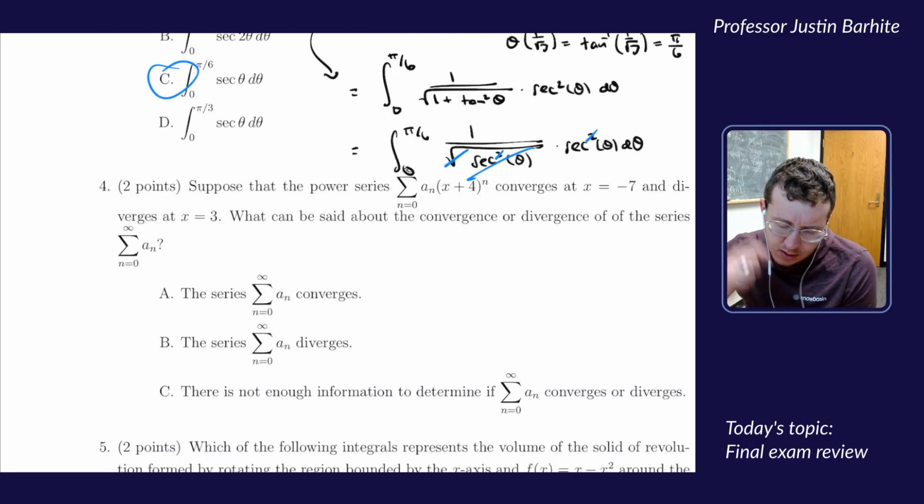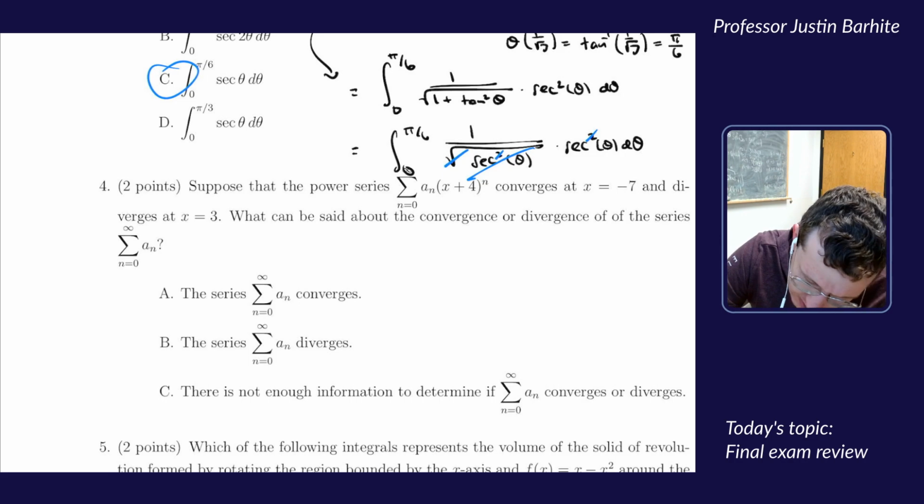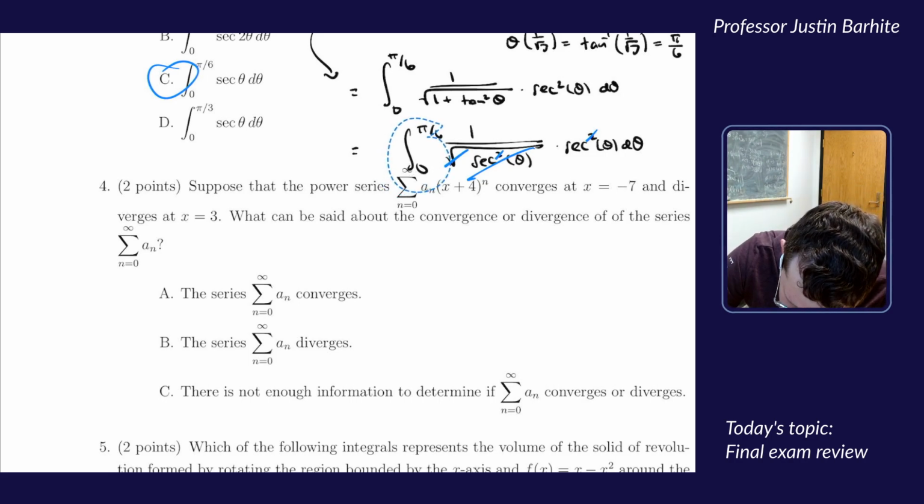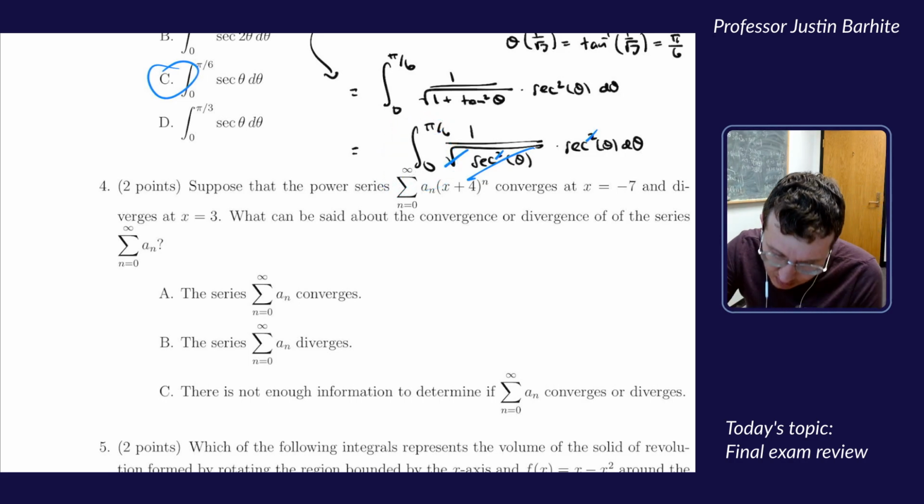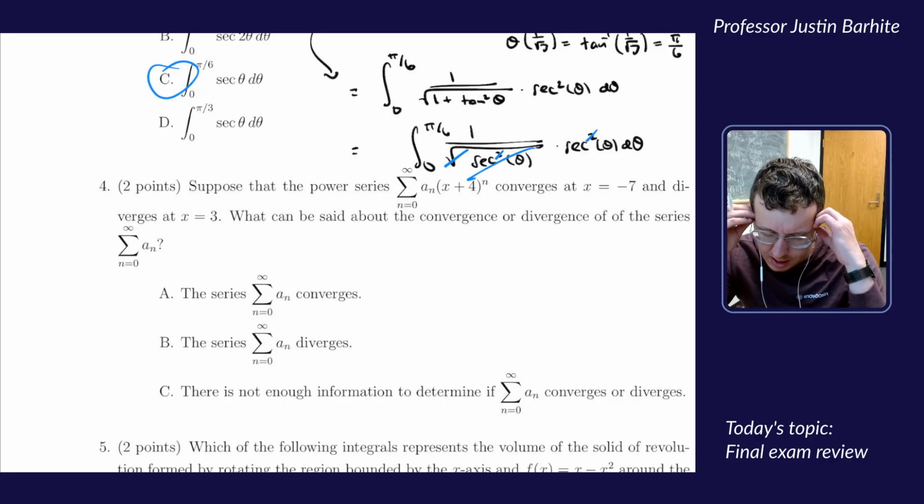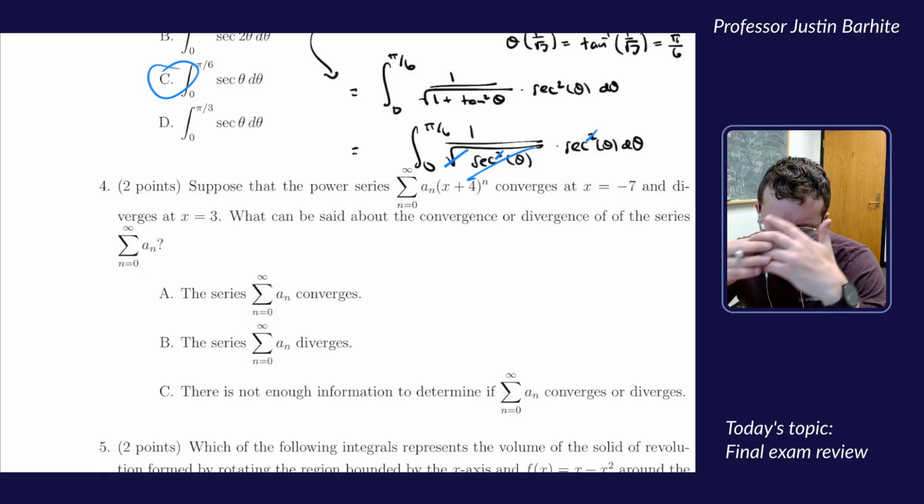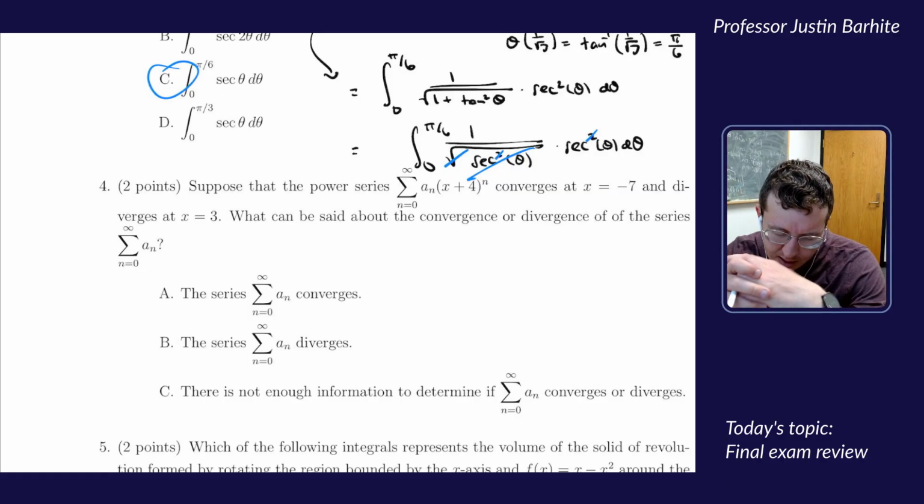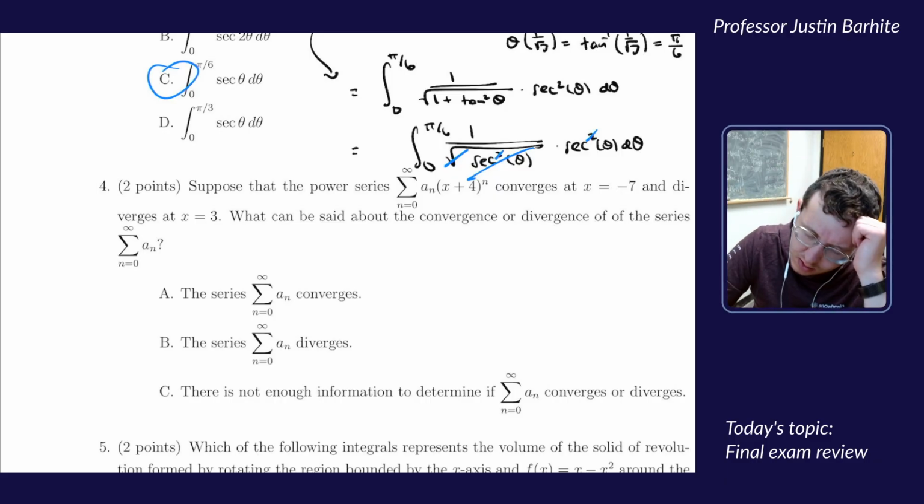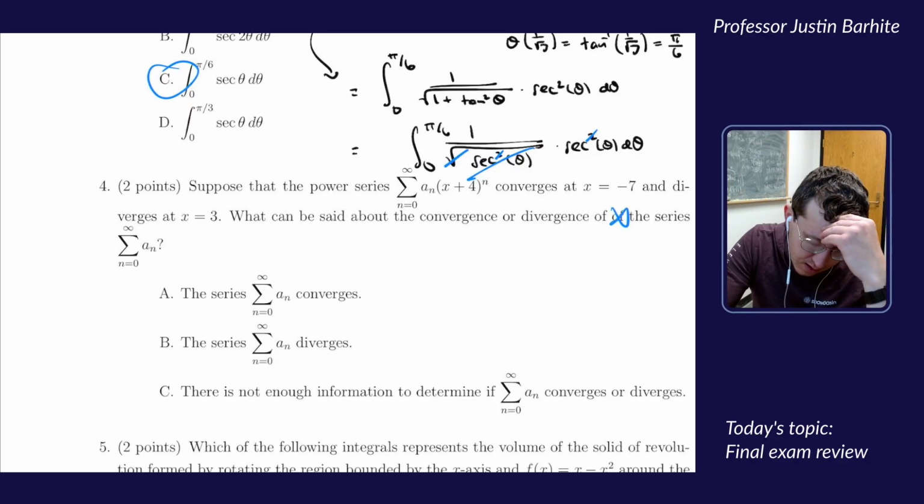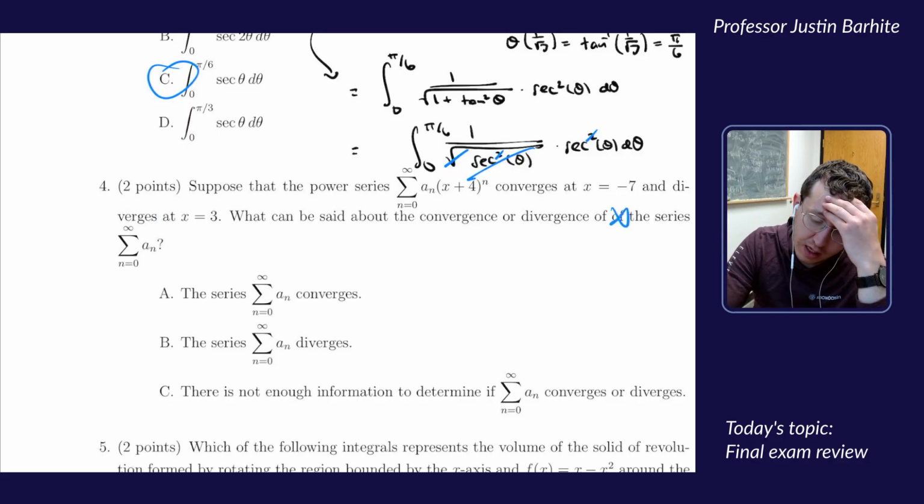Alright, suppose the power series, I covered that up a little bit. Suppose the power series, sum from n equals 1 to infinity of a n times x plus 4 to the n converges at x equals negative 7 and diverges at x equals 3. What can we say about the convergence or divergence of the series, just the sum of a n?